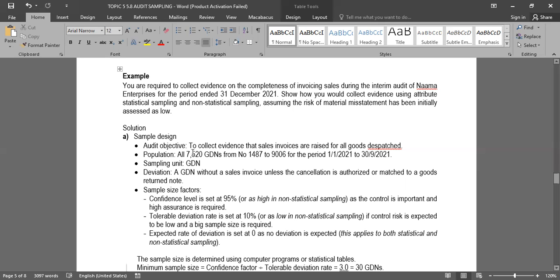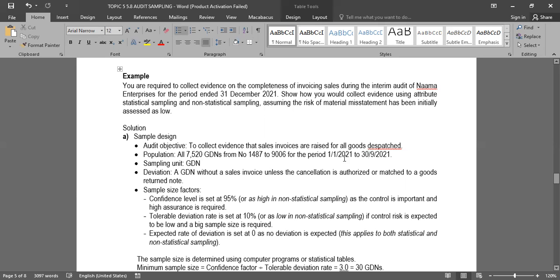Now, the population here that was given is of 7,520 goods received notes, from this number to this number, for a period of 1st January 2021 to 30th September 2021. This shouldn't be surprising because it's an interim audit, and interim audit is usually within the year.